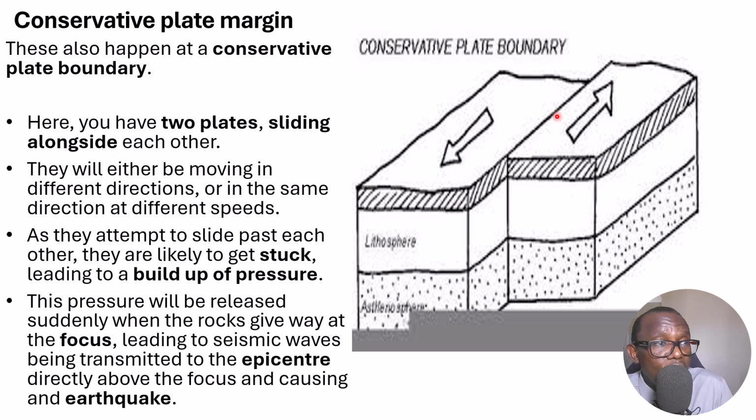Now, that pressure will be released suddenly at the focus of the earthquake below the ground, which is where the rock would give way. And as a result of that sudden release of that pressure that had been building up, seismic waves are going to be transmitted towards the surface, where they will reach the epicenter, which will be right directly above the focus on the ground, and those vibrations caused by the seismic waves are then going to impact on the surrounding area on the lithosphere. So at conservative plate margins, we will get those earthquakes.